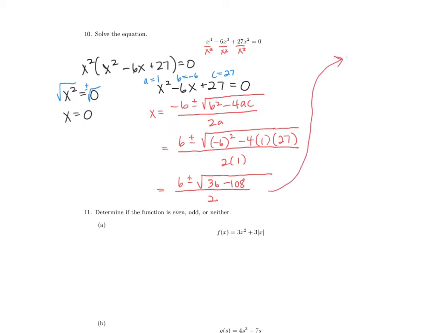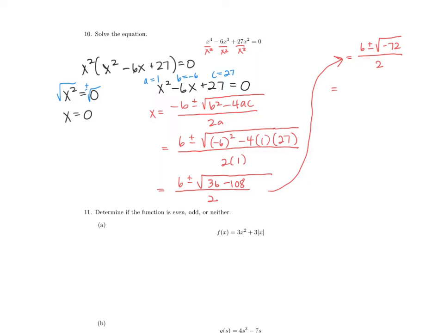Okay, I ran out of room, so I'm going to go over here. 36 minus 108 is negative 72. So I'm going to have 6 plus or minus the square root of negative 72 all over 2. All right, I'm going to keep going. So 72, I need to try to reduce that. So I'm going to make a factor tree.